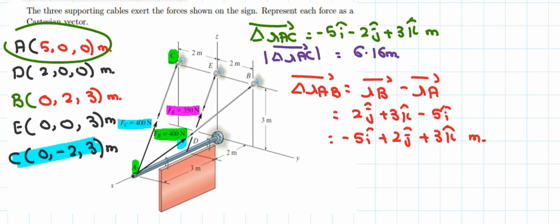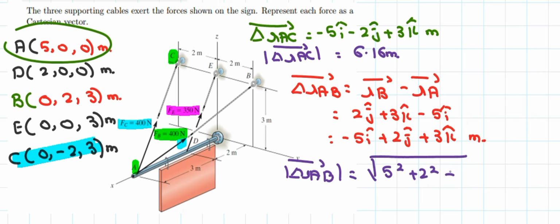This is basically the position vector of RAB, that is, delta RAB magnitude, which is equal to under root x square plus y square plus z square. So it will become 5 square plus 2 square plus 3 square. Grab the calculator, put the values into it and solve it for the magnitude of RAB. So it will become 6.16 meter. This is basically the position vector of RAB.